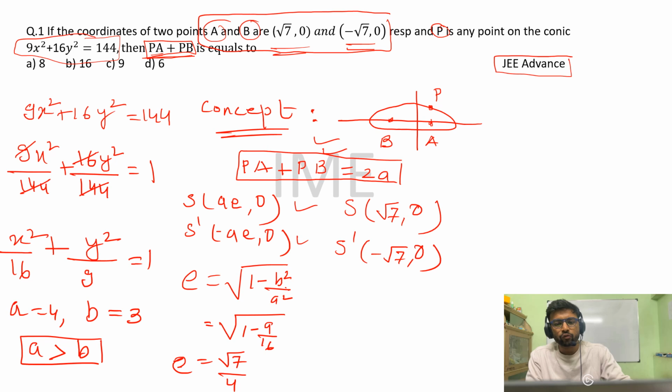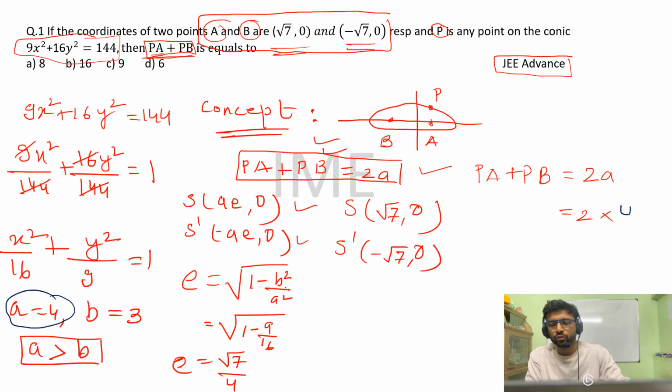Now we have to just use this concept that if A and B are the foci and P is any point on the ellipse, then distance of P from A plus distance of P from B is 2a. So 2 as it is into a. Where is a? a is 4.